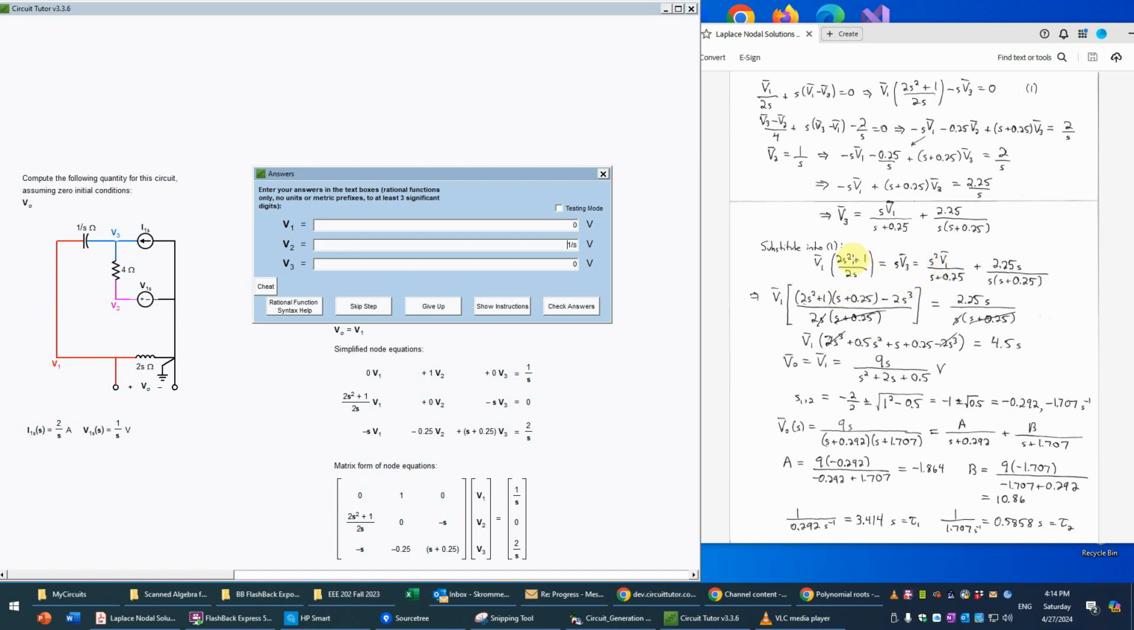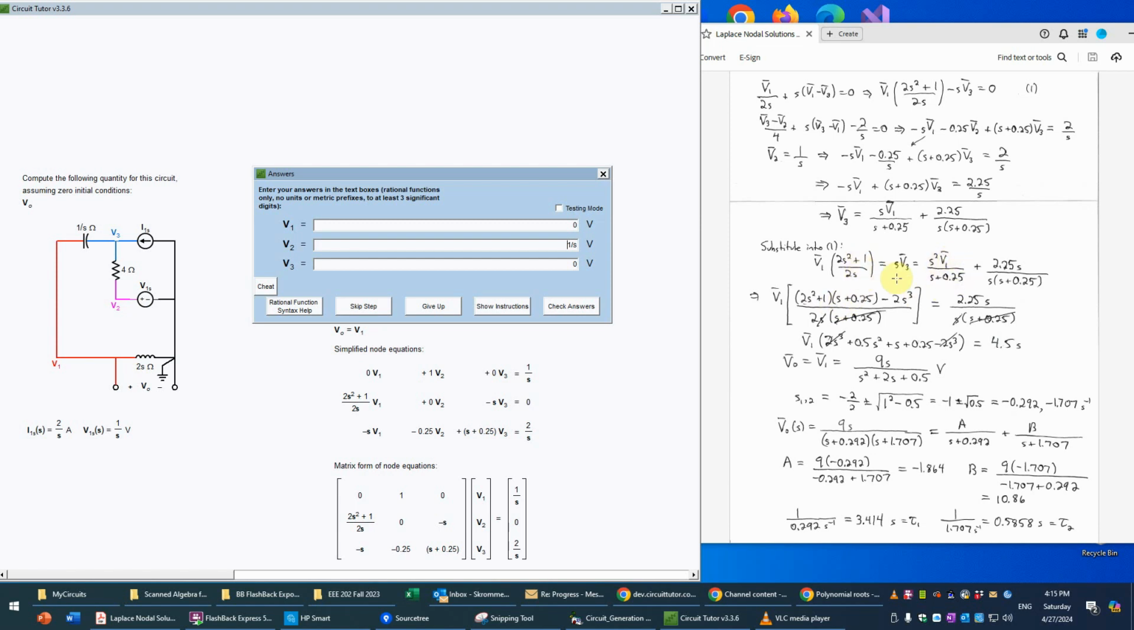Basically we'll take and collect all the coefficients of the v1 bar. Over here we have the two terms involving v1 bar, so we look at the common denominator of those two terms, and that's going to be 2s times s plus 0.25. Those are our factors, and there's our common denominator. Then here we have the 2s squared plus 1, but we need to multiply by s plus 0.25 divided by s plus 0.25 to put it over the common denominator. So we'll have that there for this term.